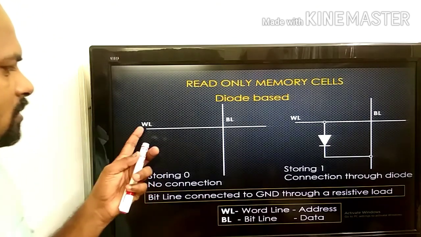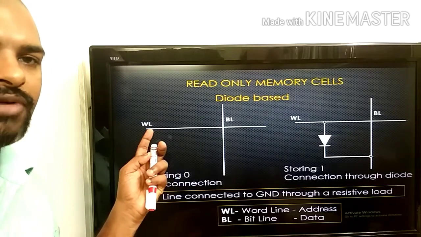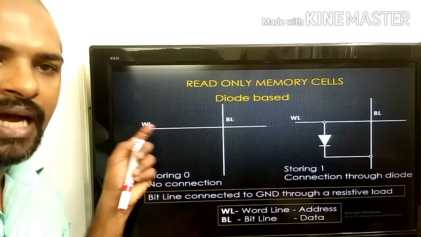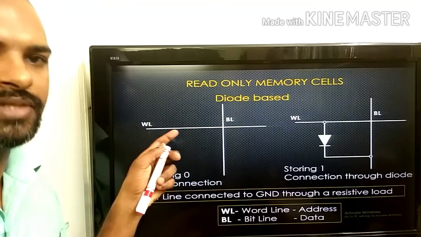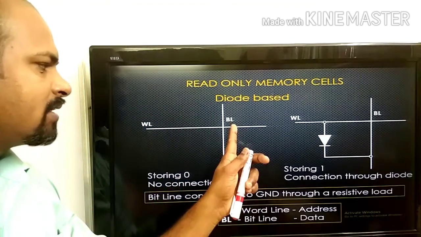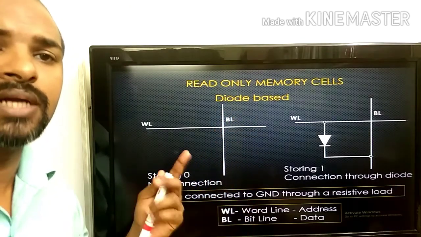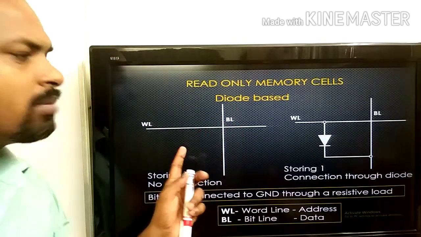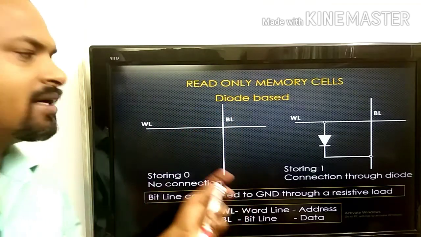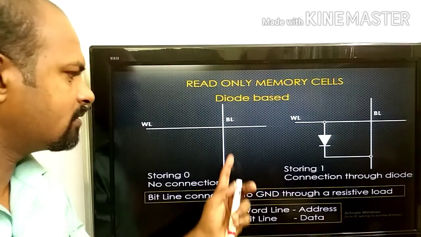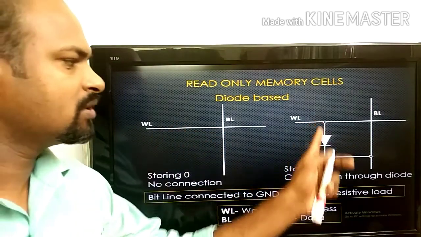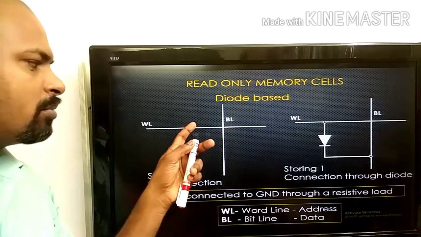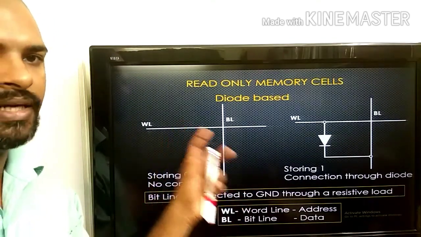So this WL is called the word line, and this is called the bit line. WL is for giving the address, so it is the select pin for this memory cell, and BL is the data line. This is a diode based memory cell in which BL and WL are connected through a diode, and for storing a 0 there won't be any connection between WL and BL.